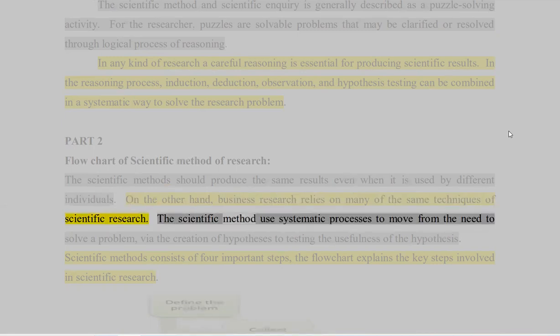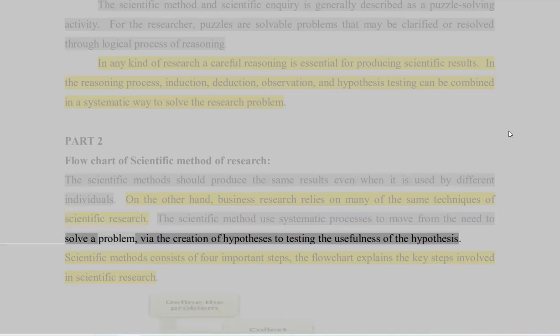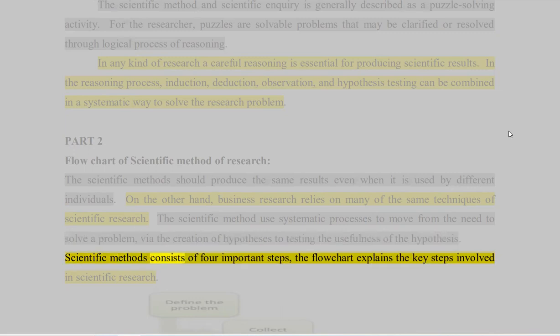The scientific method uses systematic processes to move from the need to solve a problem, via the creation of hypotheses, to testing the usefulness of the hypothesis. The scientific method consists of 4 important steps. The flowchart explains the key steps involved in scientific research.